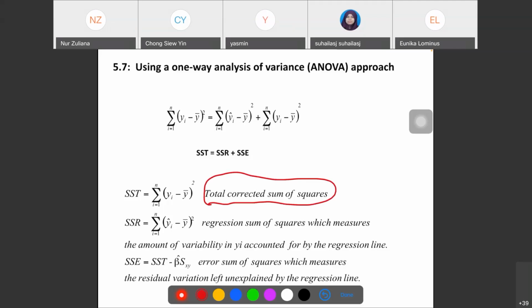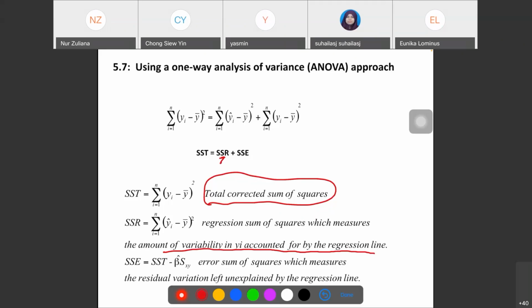We split into 2 variabilities. First, SSR is sum of square regression, regression sum of square. We measure the amount of variability in y accounted for by the regression line. So itu masuk dia sum square regression. Yeah. So the last one should be sum square error.